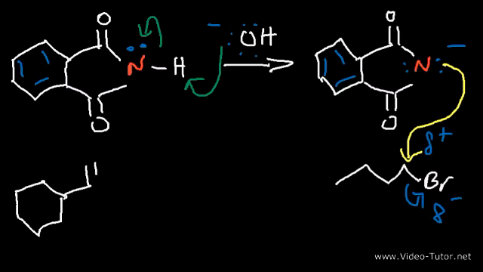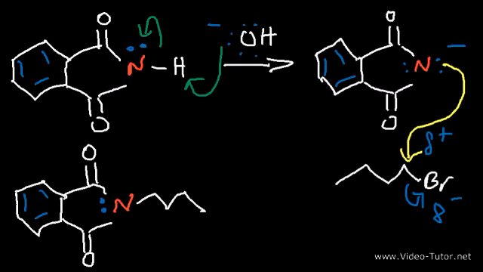And we're going to get this particular structure. The nitrogen atom now bears the butyl group. It no longer has 2 lone pairs, but it only has 1. And so that's the product after the second step.